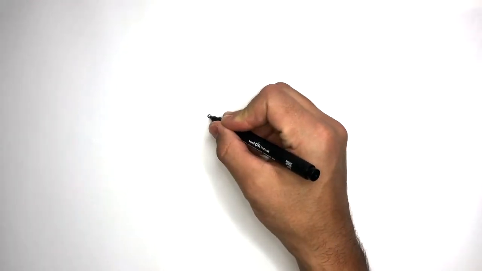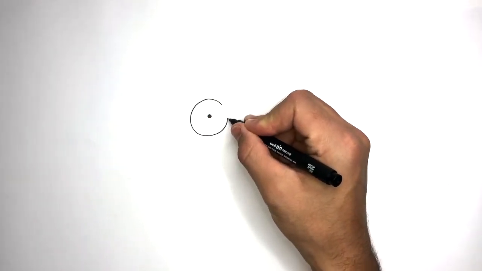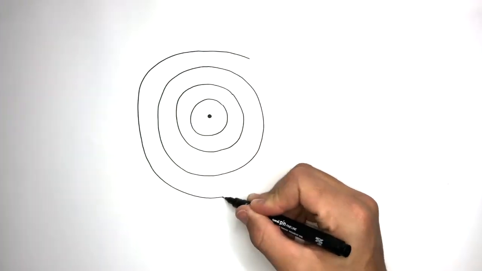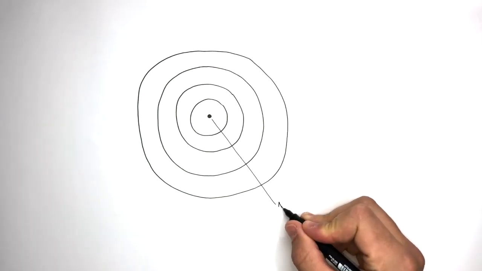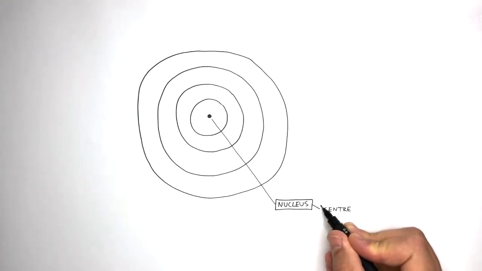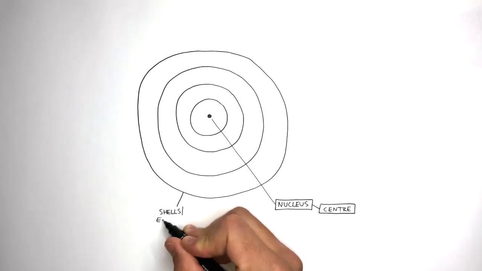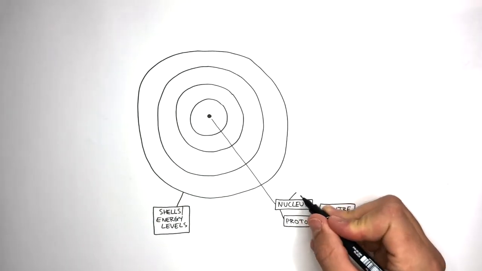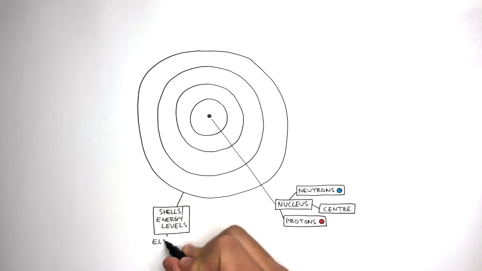Atoms contain a tiny dense nucleus right in the middle, surrounded by shells, also known as energy levels, where the electrons move around. The small black circle represents the nucleus and is always in the center of the atom. These circles represent shells, also known as energy levels. The nucleus contains protons and neutrons, and the shells contain electrons.